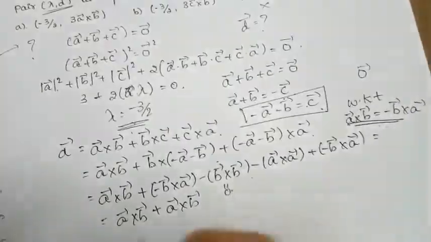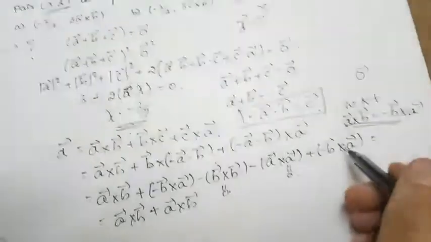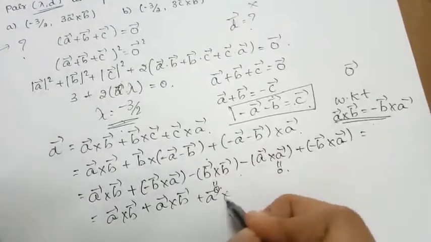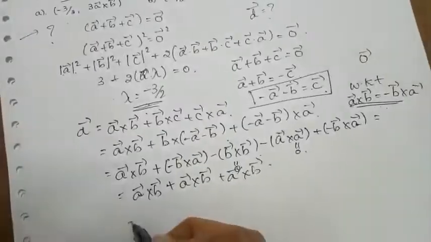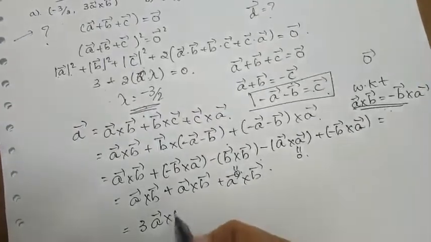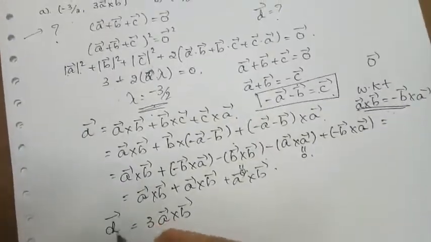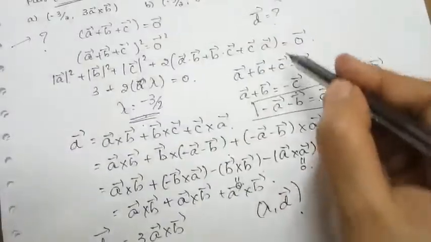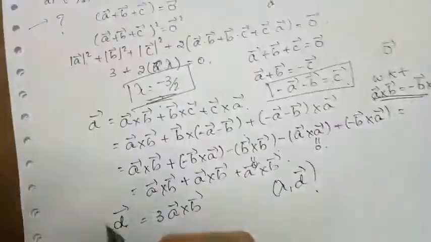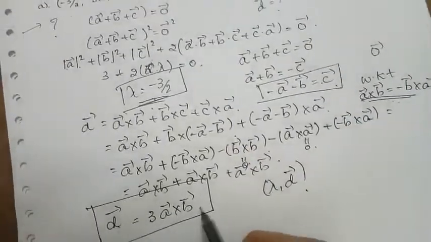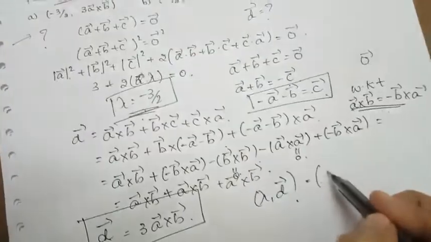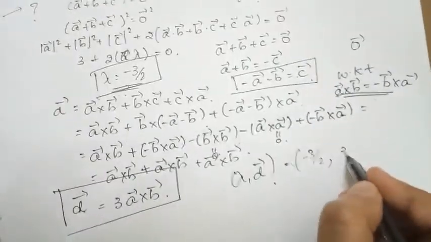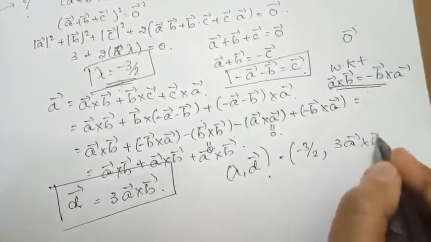This one is equal to 0. Again this one is equal to 0. Again here minus vector B cross vector A, I can replace it by vector A cross vector B. What is this one? This is nothing but 3 times vector A cross vector B. This is nothing but our vector D. So we got the value of lambda as well as vector D. Lambda is minus 3 by 2 and vector D is 3 times vector A cross vector B. So that is minus 3 by 2 comma 3 times vector A cross vector B.